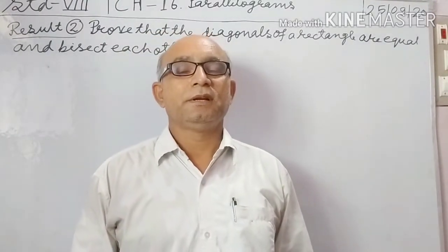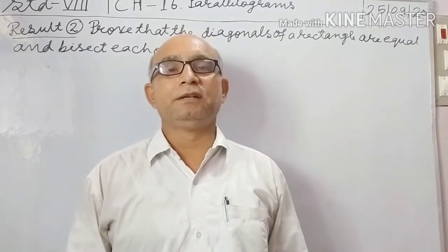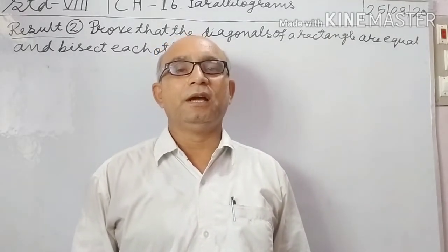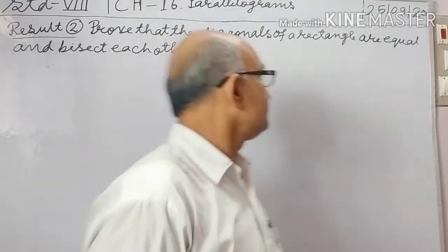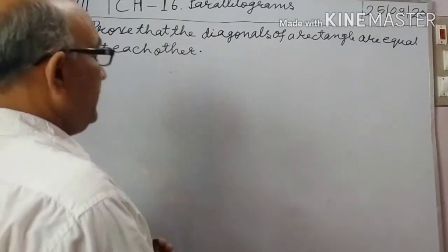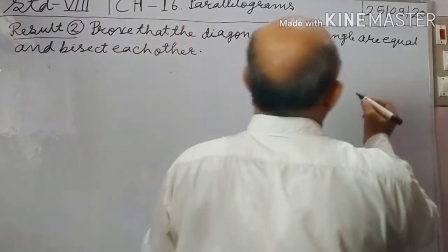Students, next is Result 2. In this result, prove that the diagonals of a rectangle are equal and bisect each other. First of all, draw a figure of a rectangle.